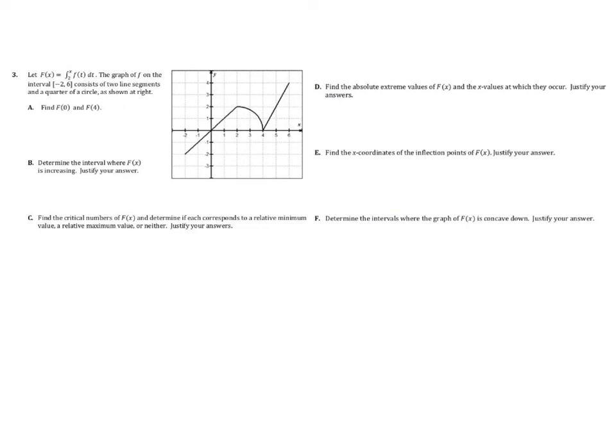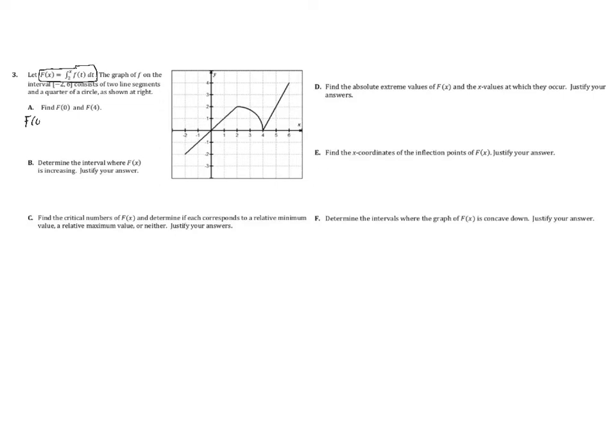Okay, for our next question, we are given a function, but this time we have to be really careful about how it's defined. If you notice here, our endpoint does not start at 0. It is starting at 2. So that does change a little bit. The graph of f on the interval from -2 to 6 consists of 2 line segments and a quarter circle. And so the first thing they're asking us to find is f at 0.